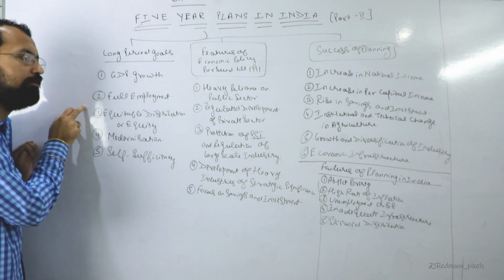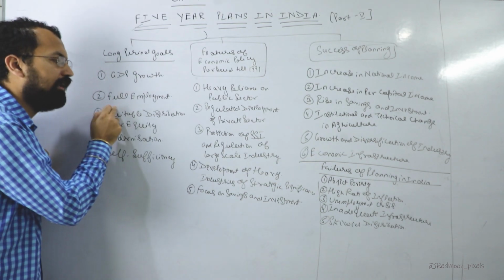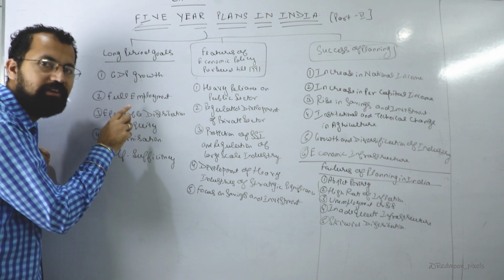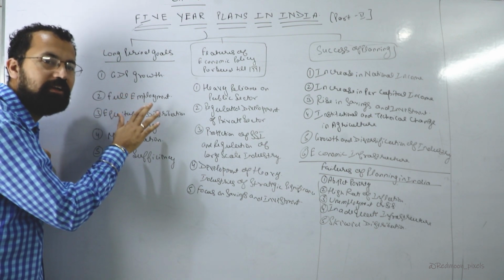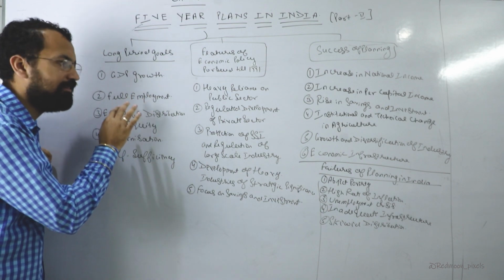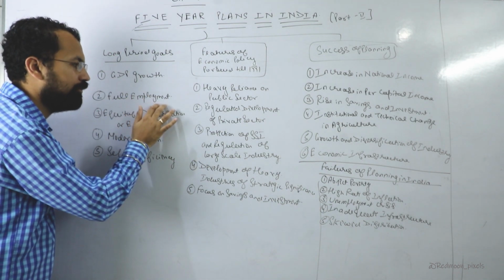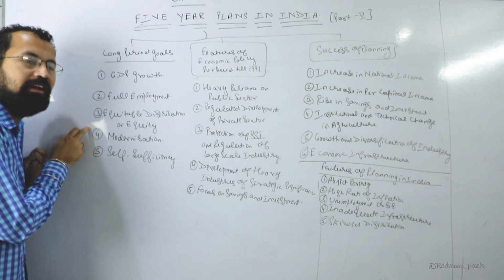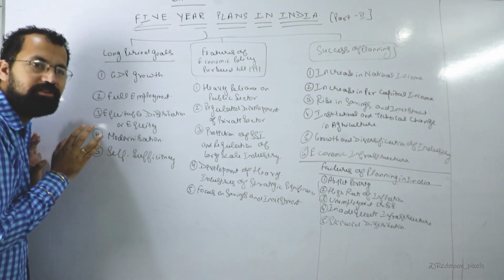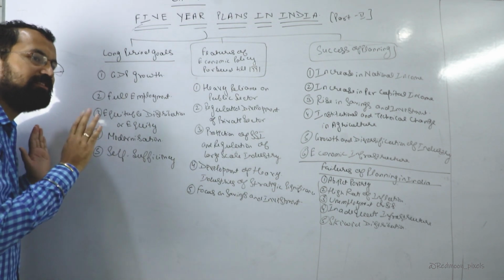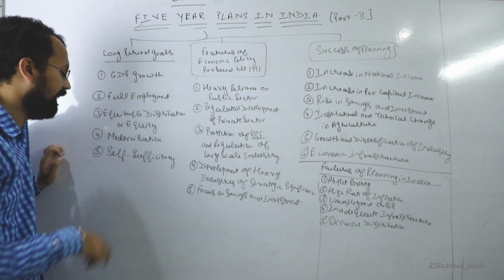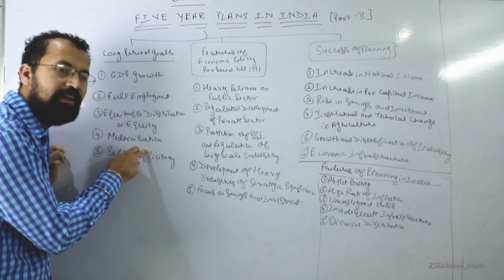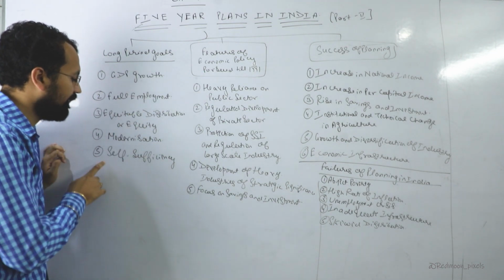Second main goal of the long term plan is full employment. Full employment means people who are able and willing to work will get work. It means that proper utilization of resources was there. Next long term goal is equitable distribution or equity. It means no skewed distribution was there. Equal treatment should be given to the rich section and the poor section of society. Modernization means a modern approach should be followed, modern approach for the production of goods and modern approach in the mentality also.